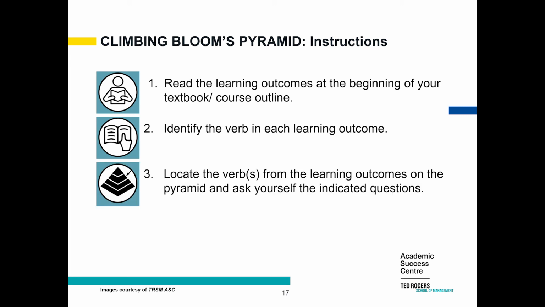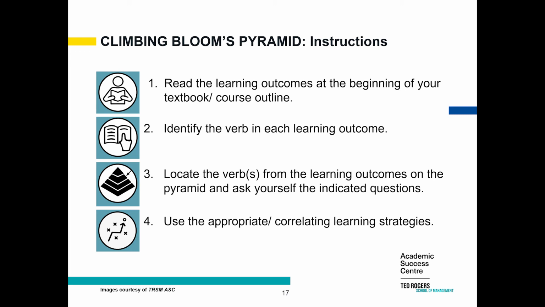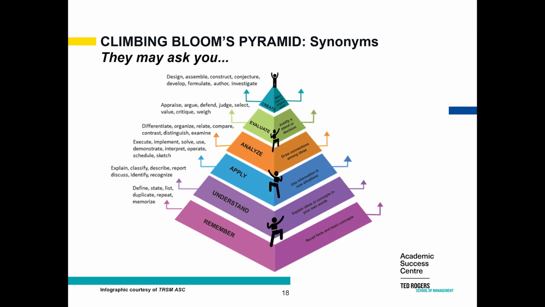Step 3. Locate the verbs in a level of the pyramid and ask yourself the indicated questions. You may not find all the exact verbs of your learning outcomes on the pyramid. However, you will likely find them on the synonyms section of the diagram. The final step is to use the appropriate learning strategies when studying the material. To identify which stage your learning objectives are structured from, let's explore the pyramid's various levels and their corresponding synonyms.